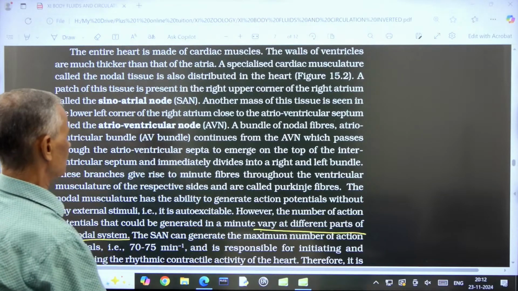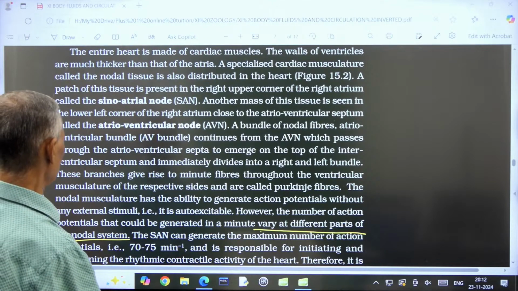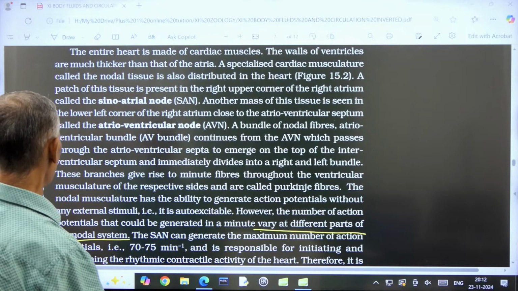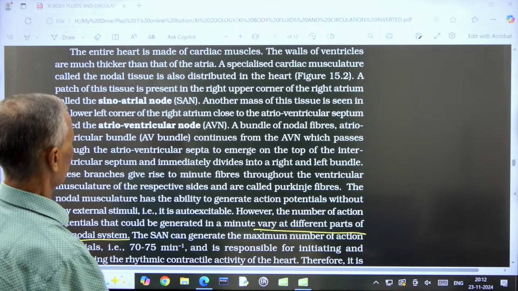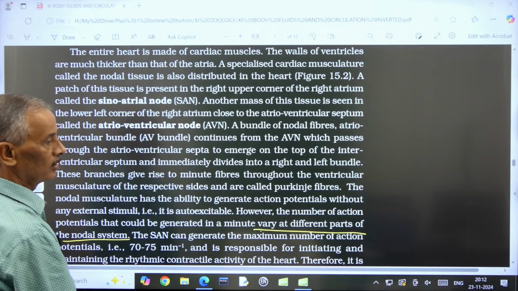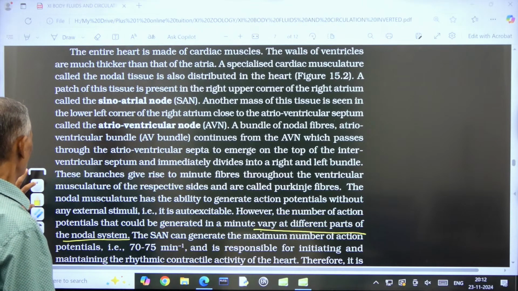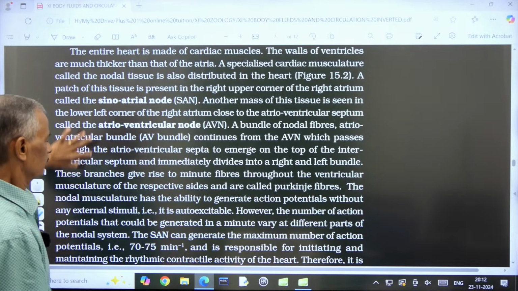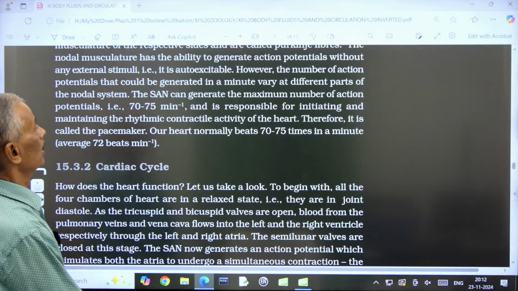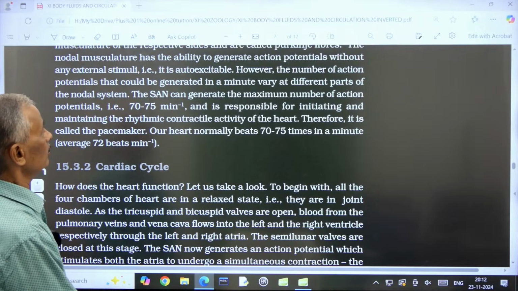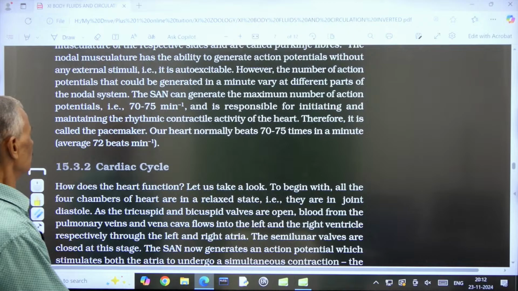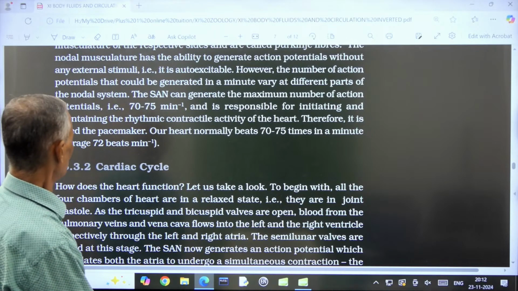SAN can generate the maximum number of action potentials, that is 70 to 75 per minute, and it is responsible for initiating and maintaining the rhythmic contractile activity of the heart. That is why it is called the rhythm maker or pacemaker. Our heart normally beats 70 to 75 times in a minute. Average is 72.